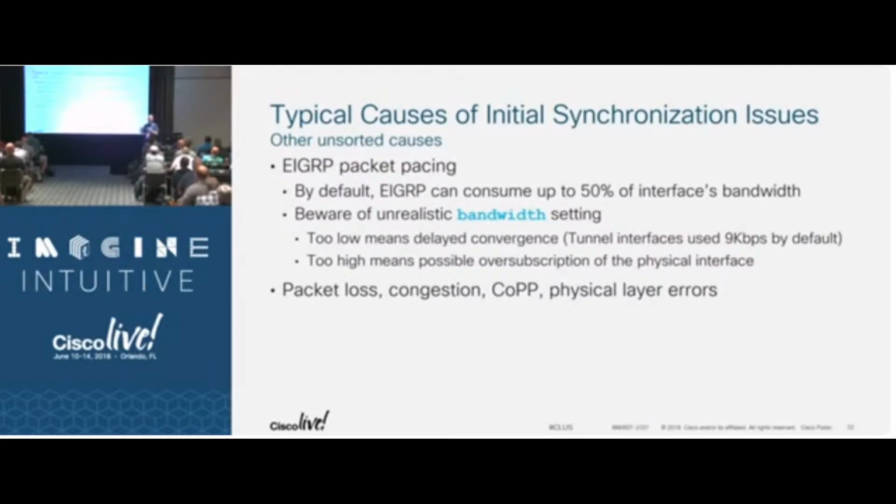Obviously, since we also have a large amount of information in large EIGRP tables here, we can also be hit by packet losses, congestion, control plane policing issues, or physical layer errors. But the MTU issues here are by far the most common ones because the elementary connectivity problem would have been already dealt with at the beginning, where we just established the adjacency in the first place.